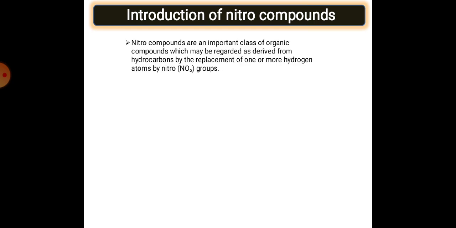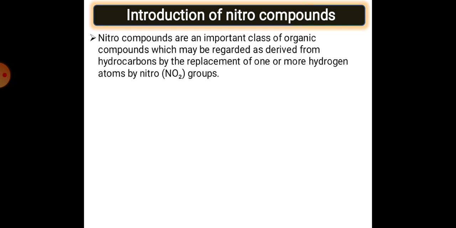Now let's start with the first part of your syllabus, the introduction of nitro compounds. You know that nitro compounds are an important class of organic compounds. Replacement of hydrogen from any hydrocarbon by an NO2 group gives the nitro hydrocarbon. So nitro compounds may be regarded as derived from hydrocarbons by replacement of one or more hydrogen atoms by NO2, that is, the nitro group.